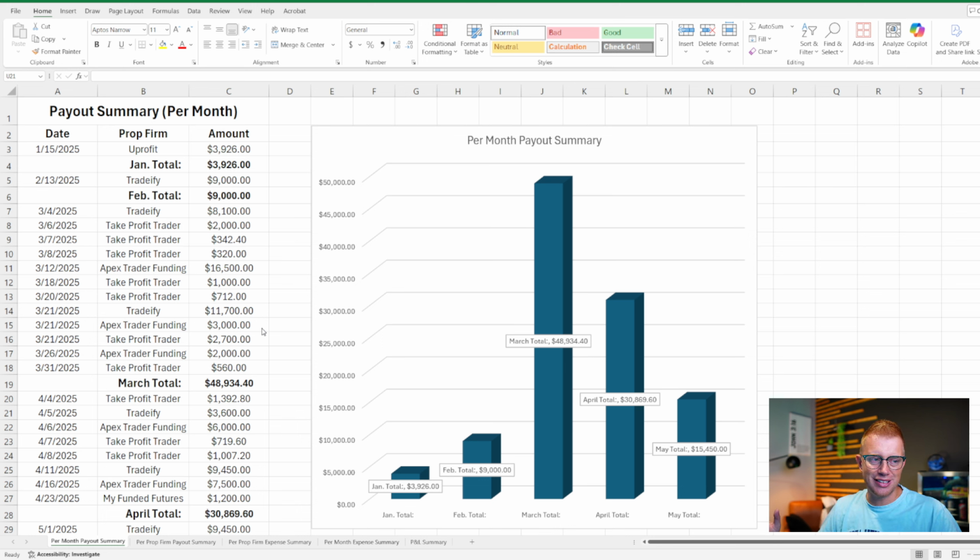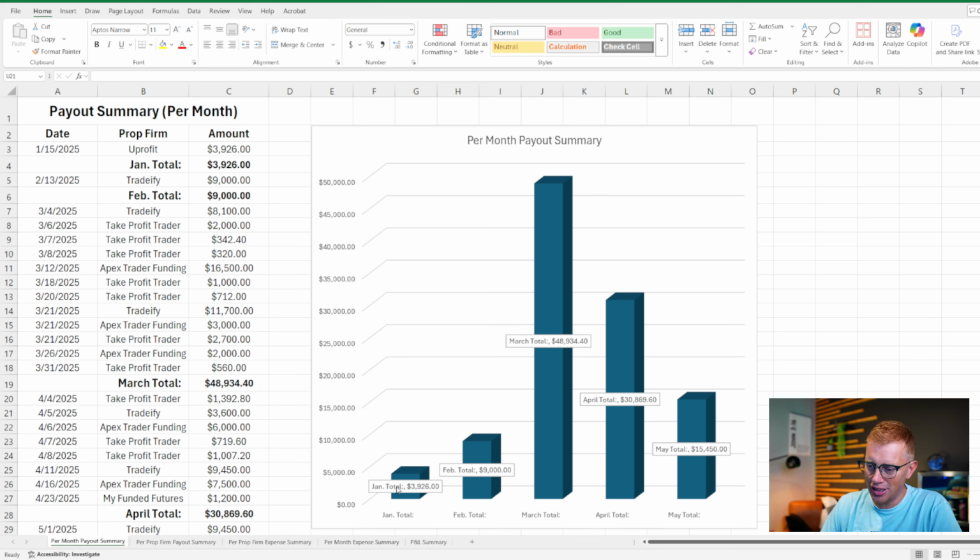But let's just dive right in. The first thing we're going to look at is the payout summary per month. So this is just looking at my payouts. I'm categorizing the payouts when the payouts were approved, not when I requested. So if I requested at the end of April and I received approval in May, that goes in the May payout. So let's just look at it.